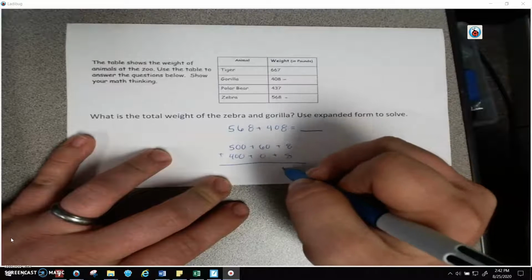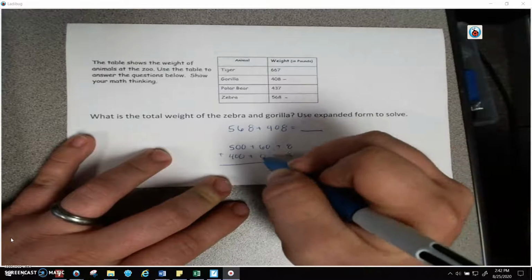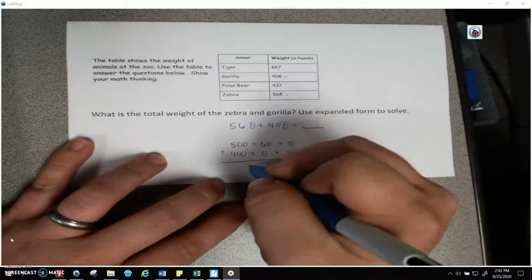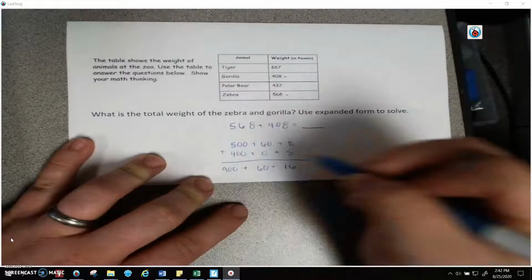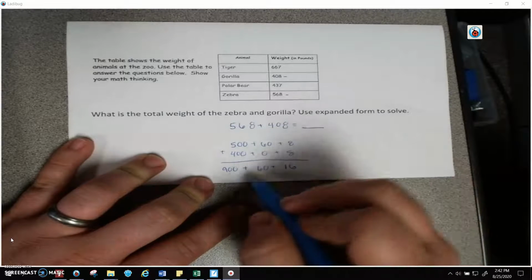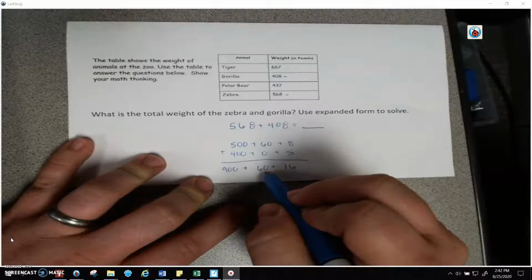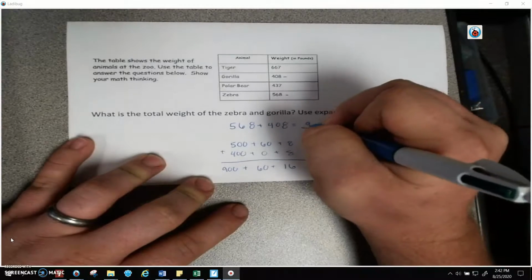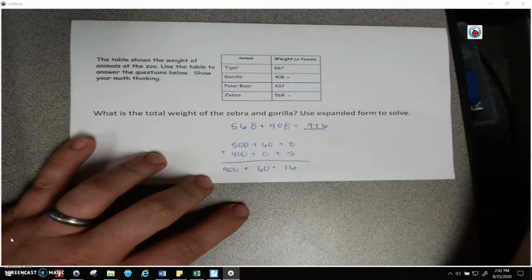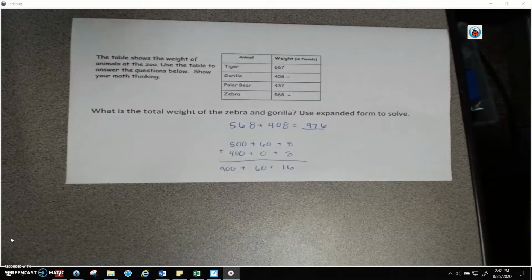8 plus 8 is 16, 60 plus 0 is 60, 500 plus 400 is 900, and now I need to combine those. 900 plus 60 would be 960, plus another 10 and 6 ones would be 976. All right, hopefully you got the right answer. If not, see what you did wrong based on what I did.